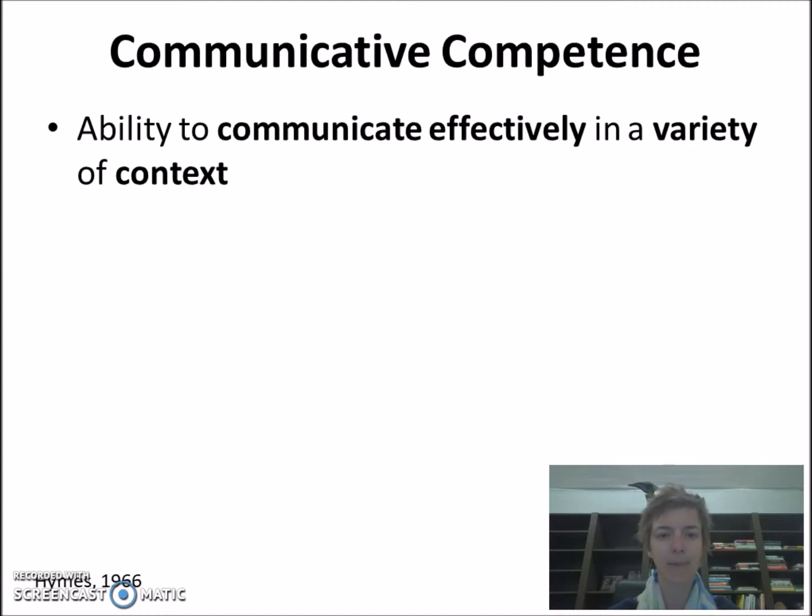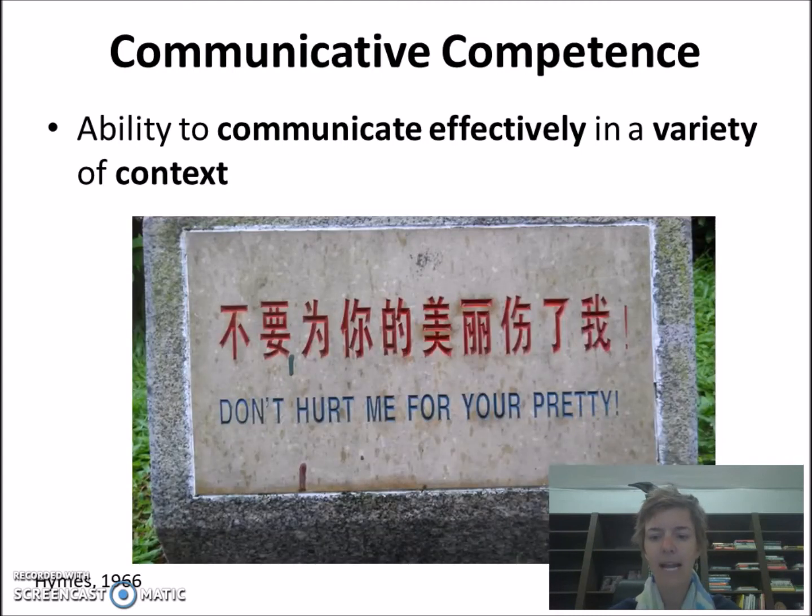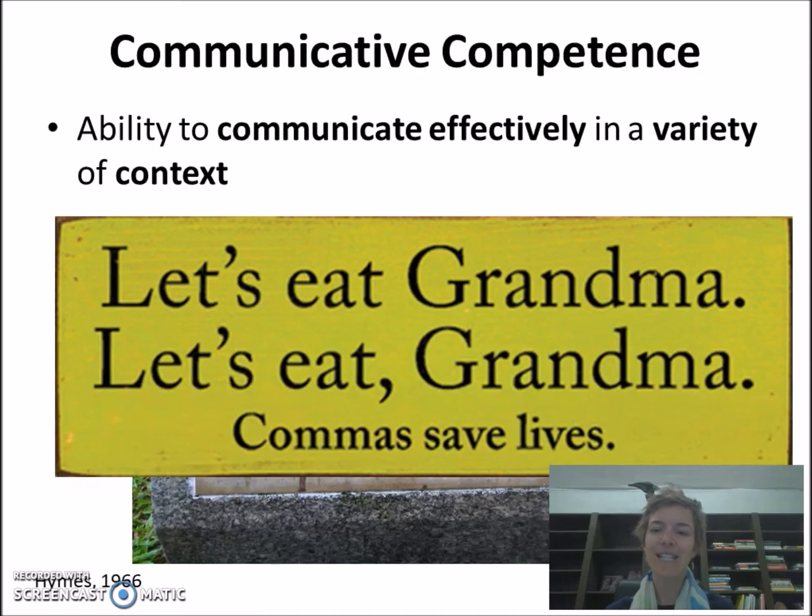So let's look at some examples here. This is a photo that I took when I was in China for work. This was in a park. And the way I interpreted this was don't step on the grass or don't throw trash or something. But the message was impaired by the English grammar or by the word choice. I have no idea, it's hard to interpret really what they're saying here. Here's another example where grammar fundamentally changes the message that's being sent.